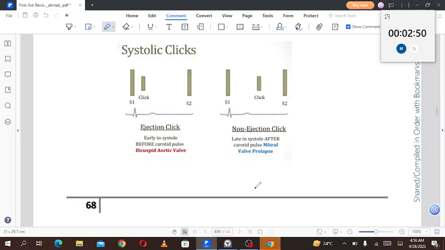Moving forward, we have systolic clicks. The ejection click is seen in the bicuspid aortic valve. It is in early systole, before the carotid pulse. The non-ejection click is seen in mitral valve prolapse. That is not the opening snap of the mitral valve; it is a mid-systolic click. It is a non-ejection click late in systole, after the carotid pulse. So if the click is after the carotid pulse, that is mitral valve prolapse, and if there is an early systolic click before the carotid pulse, that is bicuspid aortic valve.